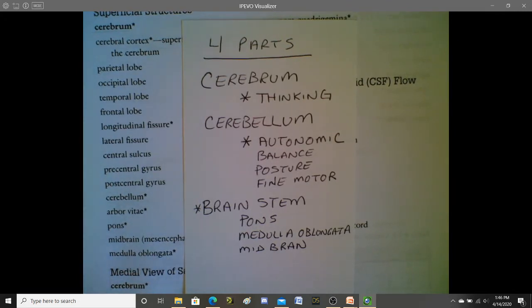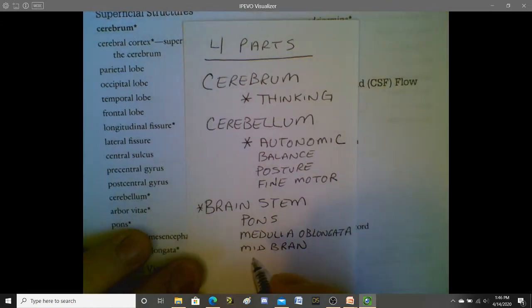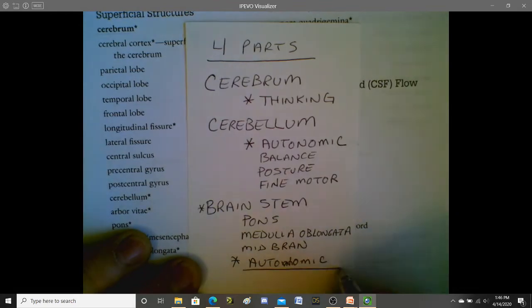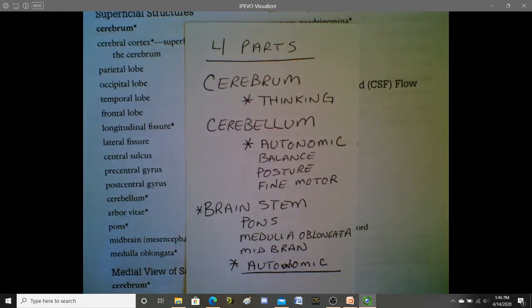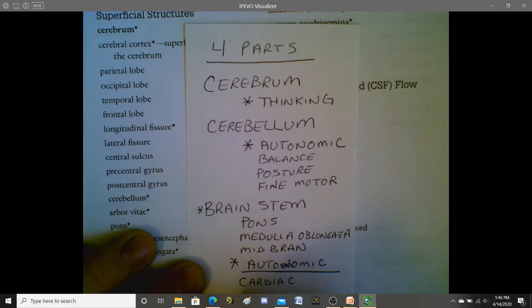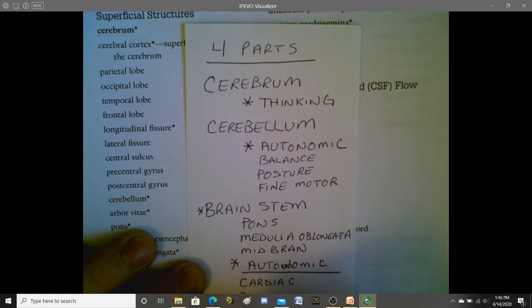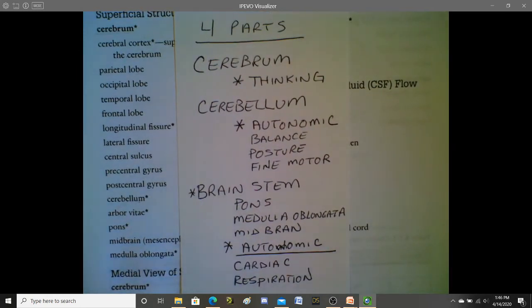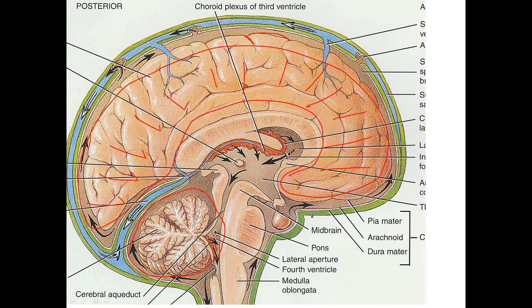Now, what the brainstem is going to do is it is also going to do a lot of autonomic stuff. So it's doing a lot of autonomic stuff. If you remember, it has that cardiovascular center. It has a respiratory center in the medulla oblongata. So it is also doing a lot of autonomic stuff.